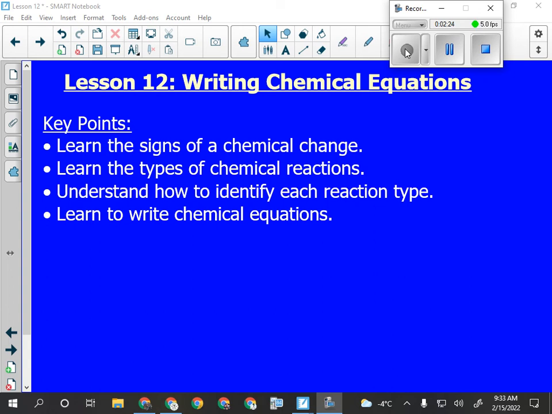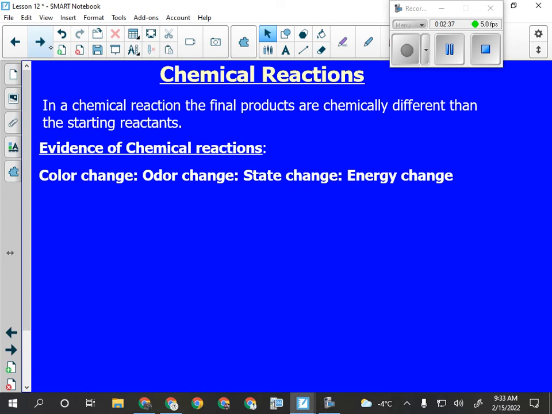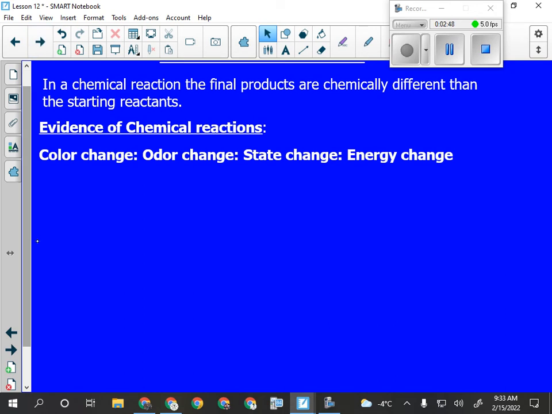All right, so we're going to go over the types of chemical reactions and how to identify them. It's very obvious how to identify them. They're all quite different. And learn to write them properly. So as we were saying, in a chemical reaction, the final products are chemically different than the starting reactants.